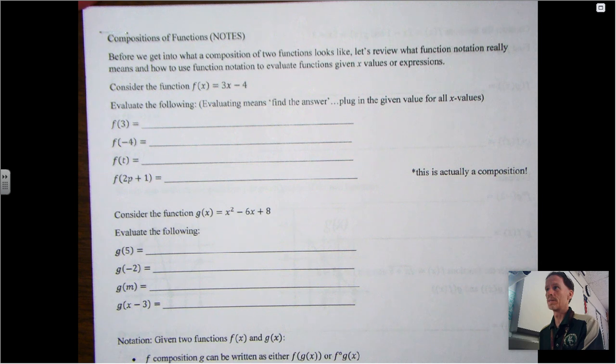Today we're going to talk about compositions of functions. So we've already talked about the basic operations, add, subtract, multiply, and divide. Talked about that yesterday. But there's a fifth operation. It's called compositions. But really, before we get into doing the actual compositions, let's talk about just evaluating function notation and do a quick review of that.